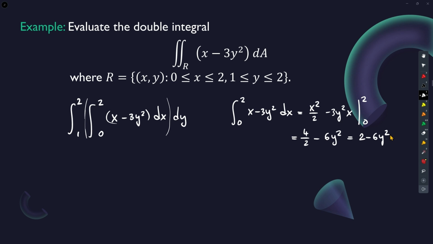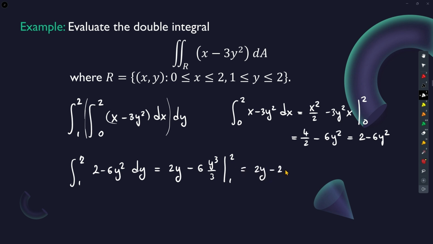So now I can integrate this function between 1 and 2, 2 minus 6y squared dy. That will be 2y minus 6y cubed divided by 3 between 1 and 2. That is the same as 2y minus 2y cubed between 1 and 2.